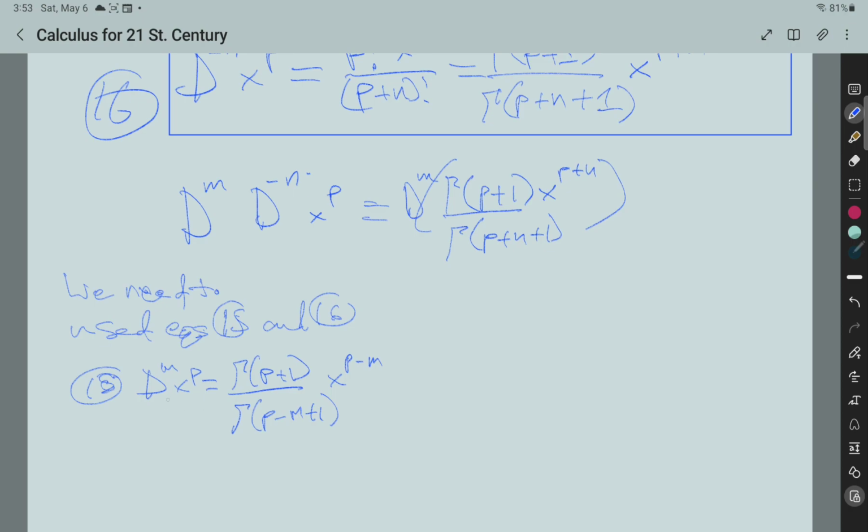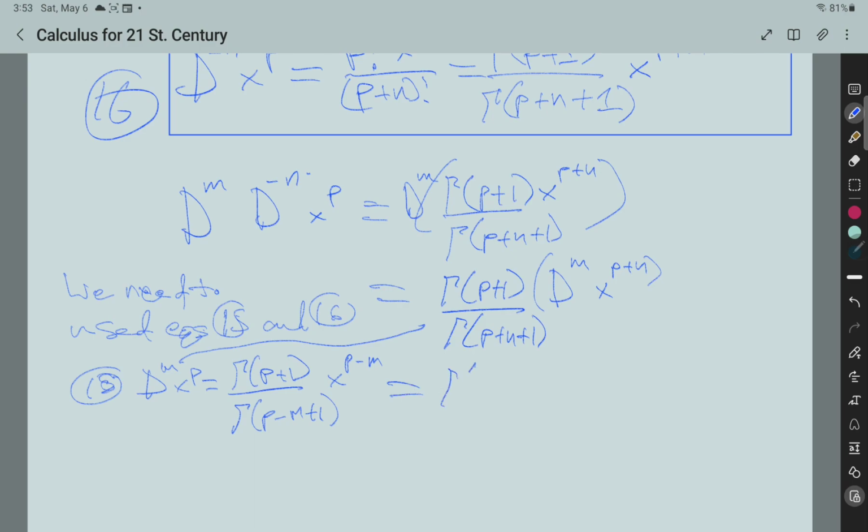So let's see how we can use equation 15 on this object. Here I have a d^m. This d^m is similar to this d^m here. All this here is just a constant factor, and in fact I'm gonna rewrite that outside. So I'm gonna write gamma p plus 1 divided by gamma p plus n plus 1, and then d^m on x to the p plus n. Okay, so use equation 15 on this.